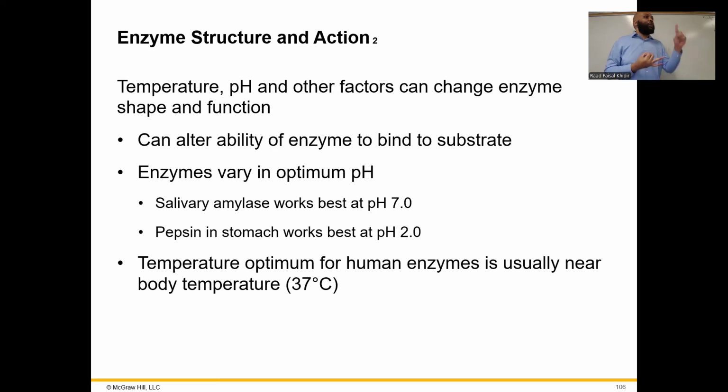The pH, you can't mess up with the pH either, because if you add too much hydrogen proton, that's going to affect the carboxylic terminal. If you add too much hydroxyl ion, that's going to affect the amino terminal. So we're going to need to have a set pH for each enzyme. Some enzymes work in the stomach where the pH is so low. Some enzymes work in the mouth where the pH is so high. So each enzyme has its own set of temperature and its own set of pH in order to function.